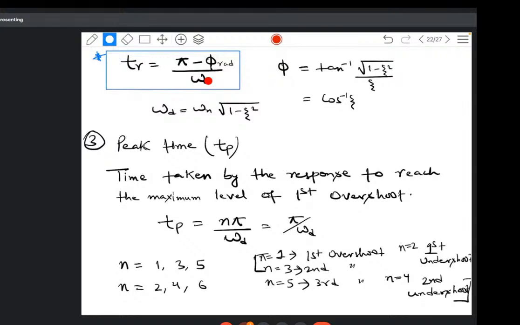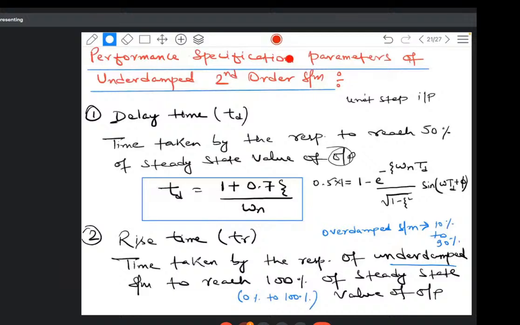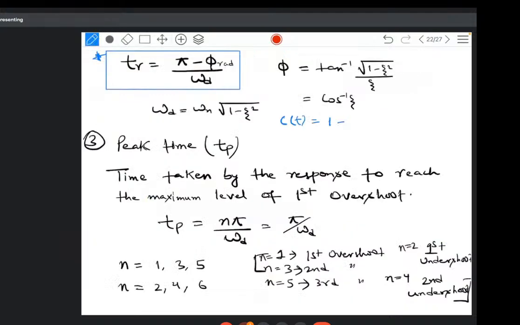And how do you calculate this? Although it is not required, you just need to remember the formula, but still I am telling you. I know that C(t) was given by the formula, that is my unit step response of a second order underdamped system, because the overall analysis or the performance specification is seen for a second order underdamped system only. So you need not worry about the response. This response is taken for the second order underdamped system with unit step input. So C(t) is 1 minus e to the power minus zeta omega n t by under root 1 minus zeta square, sine of (omega d t plus phi), where phi value is tan inverse of under root 1 minus zeta square by zeta.